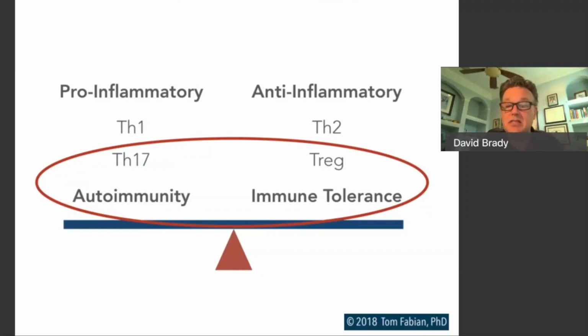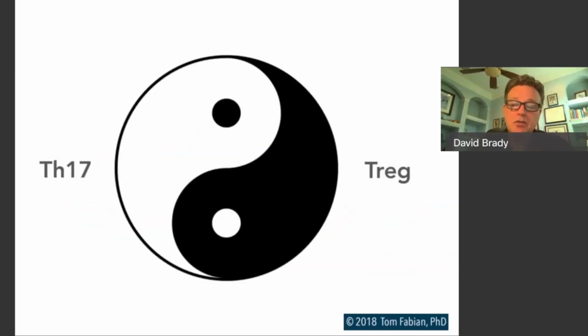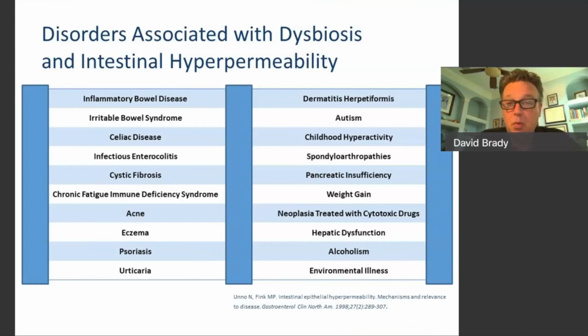So Th17 cells releasing this highly inflammatory IL-17 will push us toward an autoimmunity stance or a hyperimmune response, where T regulatory activity and IL-10 suppresses that and calms things down. So it produces immune tolerance. And we want to find that sweet spot between them. When the scales get imbalanced, that's when we have problems. So trying to do things therapeutically, which we'll talk about today, which try to balance out that Th17 and T regulatory, and finding that sort of yin and yang between those two is of utmost importance.